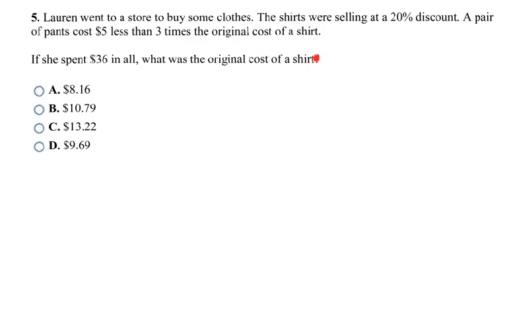So I'm looking for the original cost of the shirt. So I'm going to make that X. That's what I'm solving for. And now I'm going to look at what else I have in this problem that I know. So I know that the shirts were at a 20% discount. And then I know that the pants were $5 less than 3 times the original cost of the shirt.